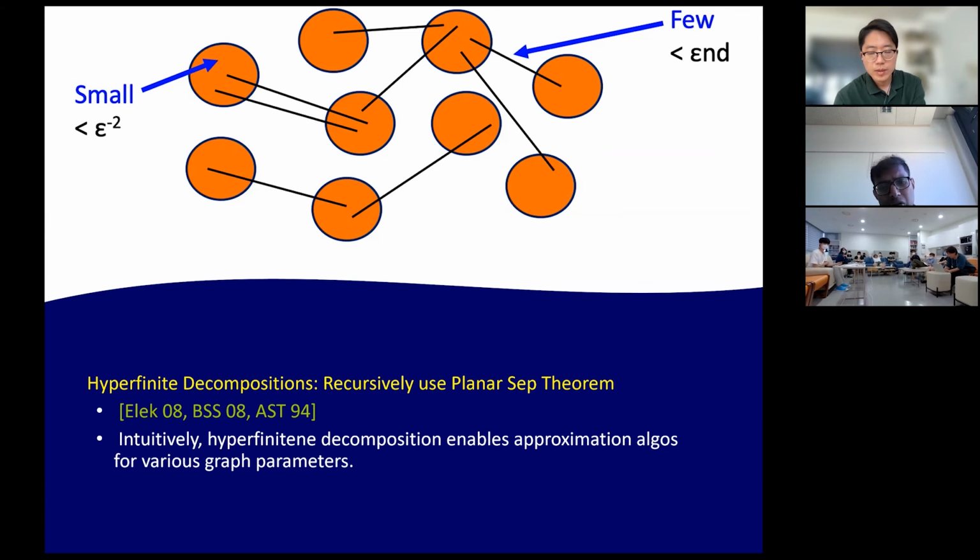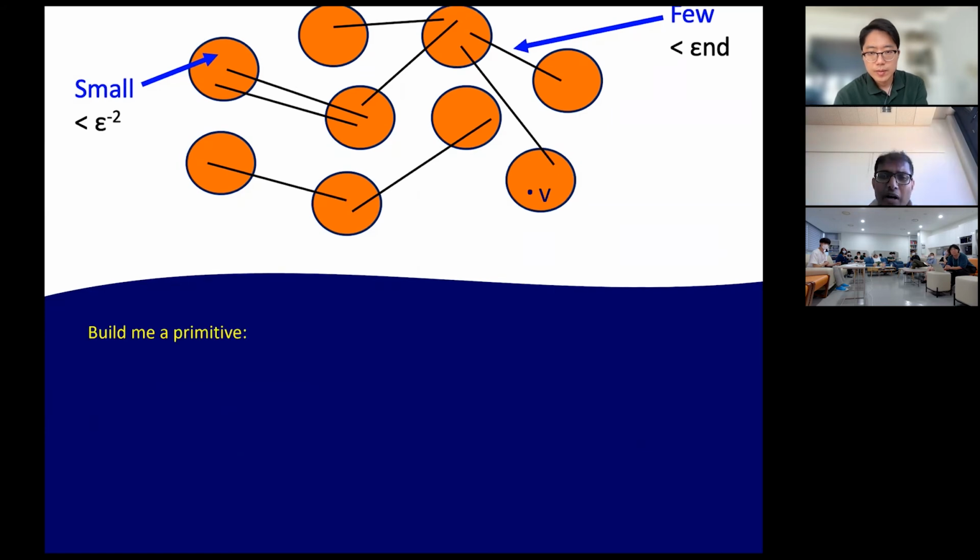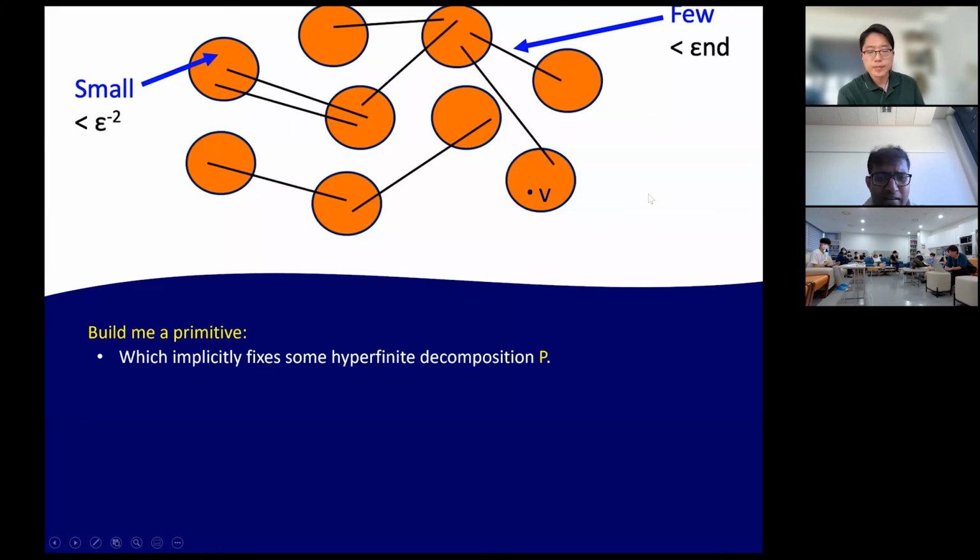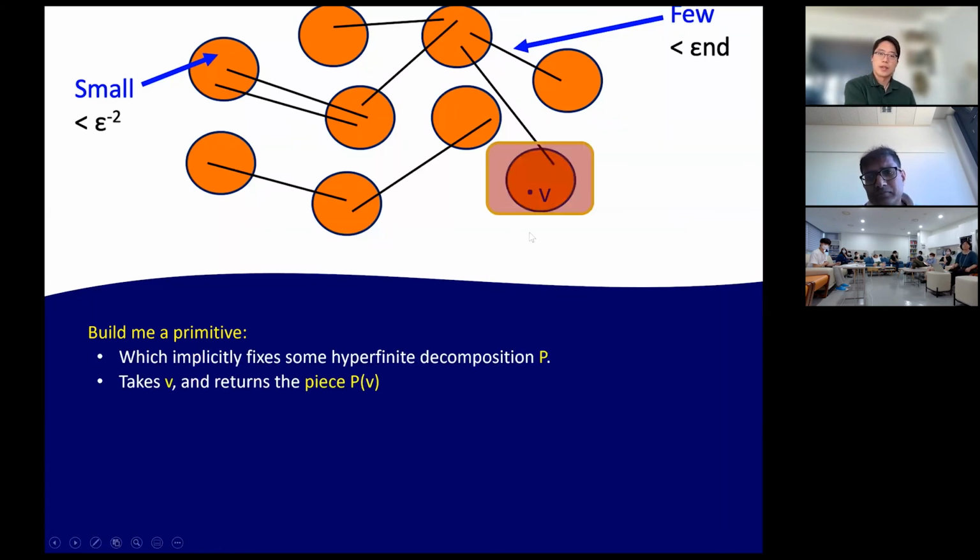Now I would like to tell you about the problem that I consider in this second part. I want you to build for me the following primitive. You would be given some vertex v, and I want you to find for me the hyperfinite piece containing this vertex, this red piece.